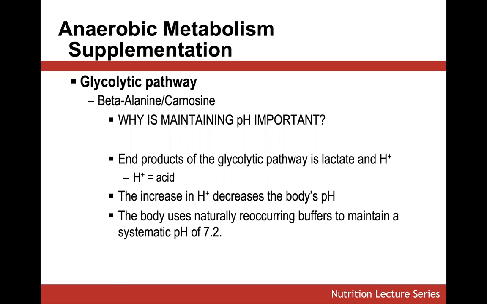And so if you're spending too much time in the glycolytic pathway, you're creating more and more acid ions, or hydrogen ions, which drops the pH, which reduces the body's ability to create more energy via its metabolic pathways. The way it gets around this is the working muscles use the molecule carnosine to help scavenge those hydrogen ions to maintain the pH of 7.2.